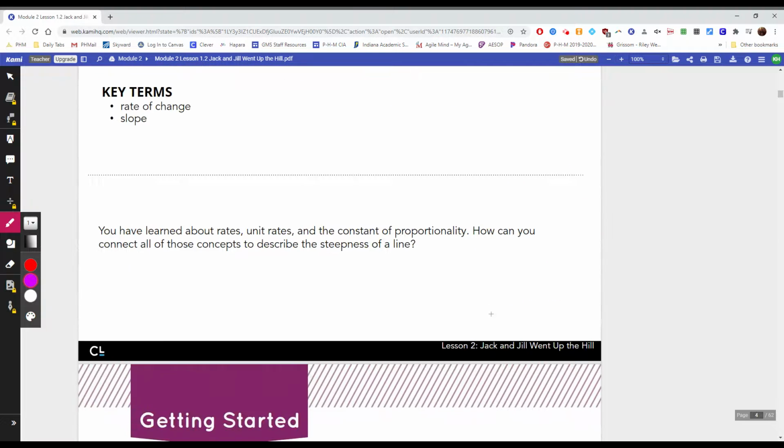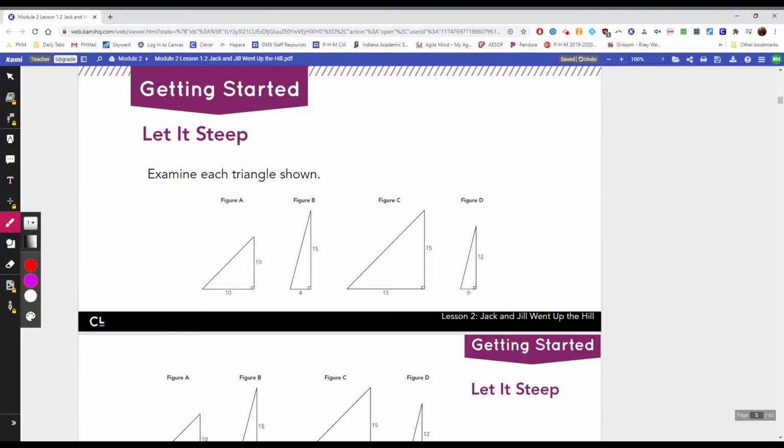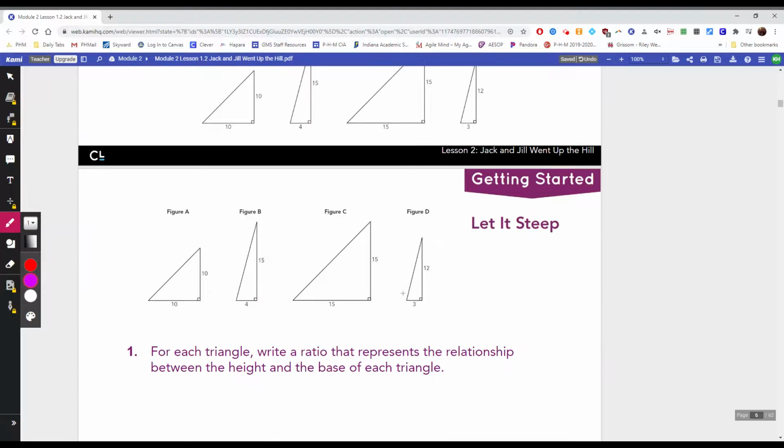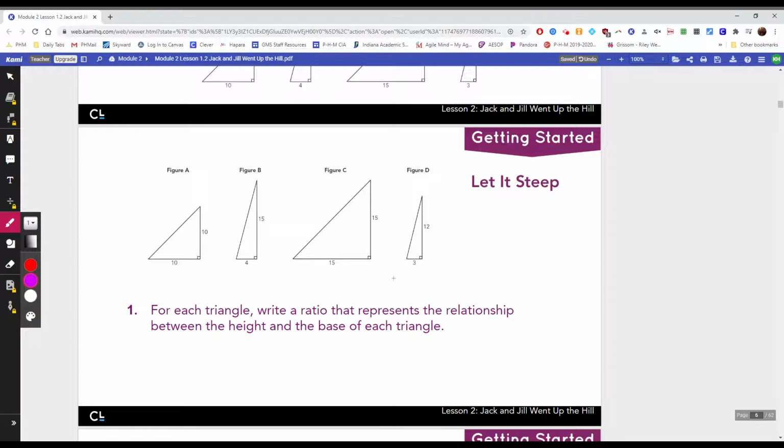So now let's jump into our getting started for this lesson. So here's some similar triangles. We're going to compare a ratio for each one of these and then eventually connect that to the steepness. So we're going to write a ratio that represents the relationship between the height and the base. So we're going to write this ratio as height over base. So for this first one, the height is 10.